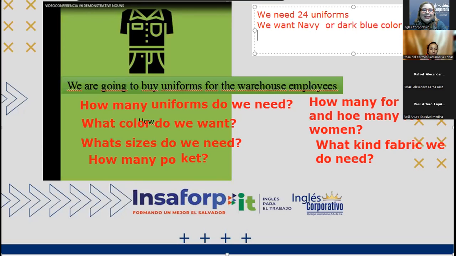Vamos a ver. What sizes? What sizes are we going to need? Aquí les yo les preguntaría, can we order plus sizes? Yeah, because we have big men in the warehouses, right? Okay. Esta es una posibilidad, miren, can we order plus sizes? Pero no es eso lo que estamos preguntando, eso solo se me ocurrió. Vamos a ver entonces. What sizes do we need?